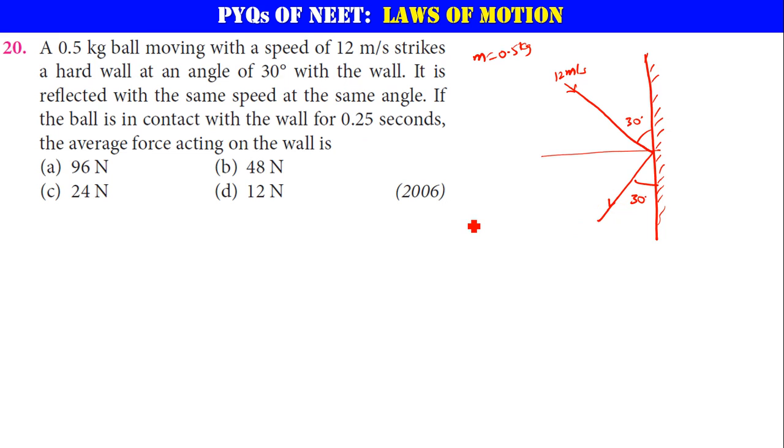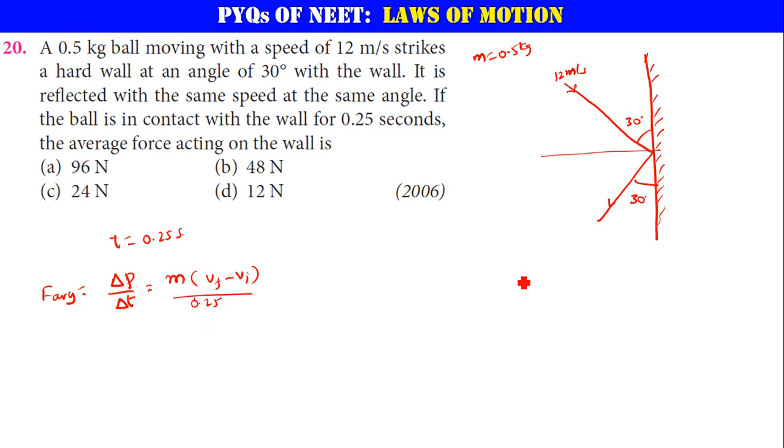Now the ball is in contact with the wall for 0.25 seconds, the time duration is 0.25 seconds. The average force acting on the wall is, so what is the average force acting on the wall? That is nothing but delta P by delta T, final momentum minus initial momentum. I can say that it is m times (v final minus v initial) divided by the time duration 0.25 seconds. Now you need to find vf and vi.